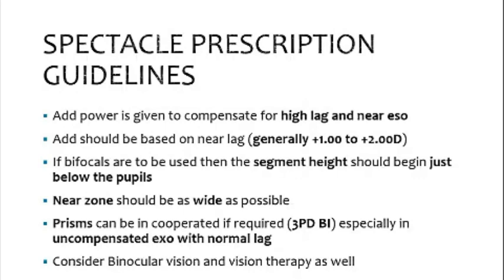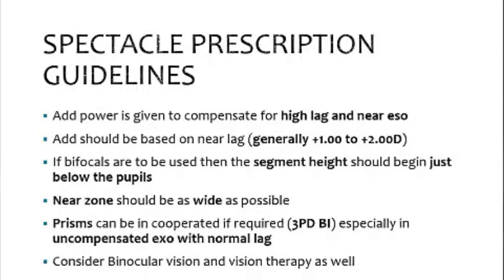Now, the add power in the bifocal lens, aside from compensating for the high lag and near eso, also addresses a bit of peripheral hyperopic defocus in the superior retina only, because it's not a 360 thing. The add is just one portion. And the indication for using bifocals in children who have progressive myopia will be a child who has a high lag of accommodation. So you would have done dynamic retinoscopy and you would see that the lag of accommodation is more than +1, and they have a near esophoria.